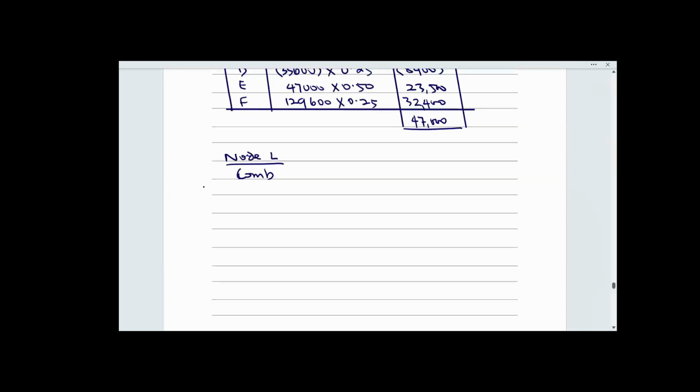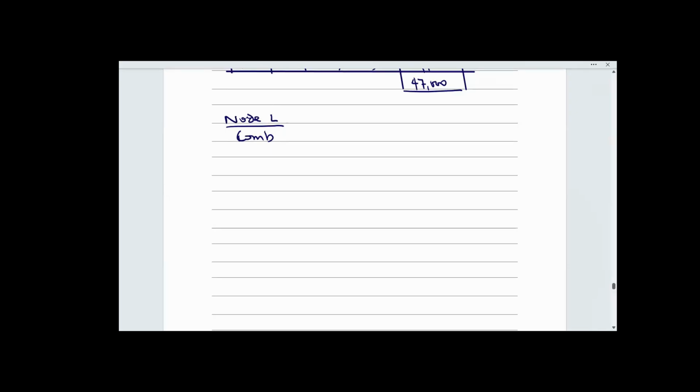Then we are moving to node L. Node L is coming from node G, H, I. So combine the NPVs of node G, H, and I. Column for working, then NPV.